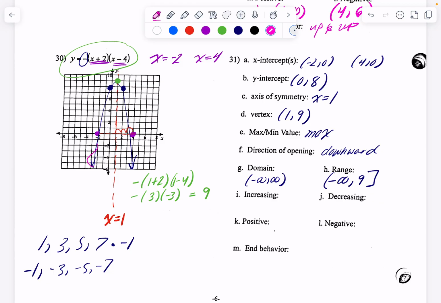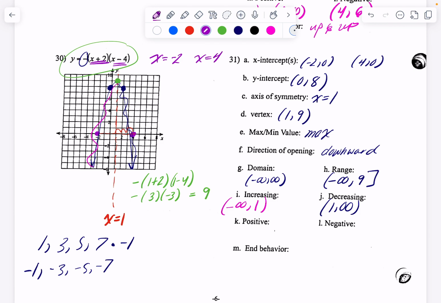Increasing is when we're walking uphill. So we're walking uphill from negative infinity up to the x value. Don't accidentally say 9. That's the y value. I always do it too. I have to remind myself, no. It's from left to right that we answer. So from negative infinity to 1. Then we're decreasing from 1 to infinity.